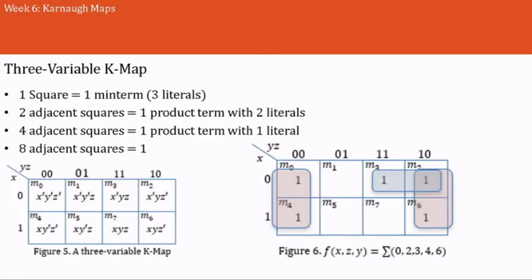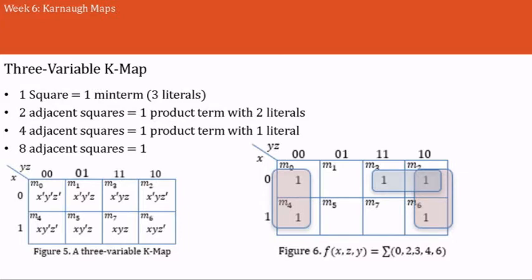And as for the three-variable Kmap, a function with three binary variables has 8 minterms. Our Kmap will also consist of 8 squares. However, the arrangement of minterms is different. We maintain that only one bit changes between any two adjacent squares, similar to Gray code.